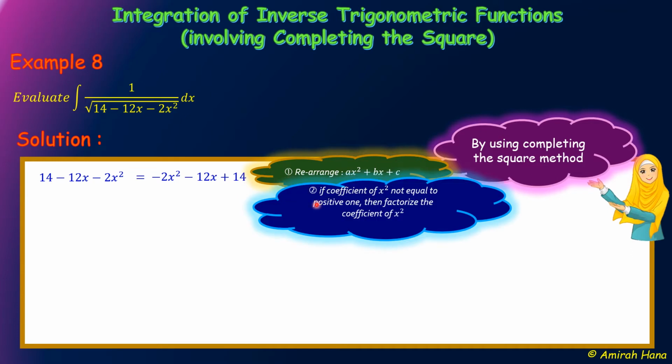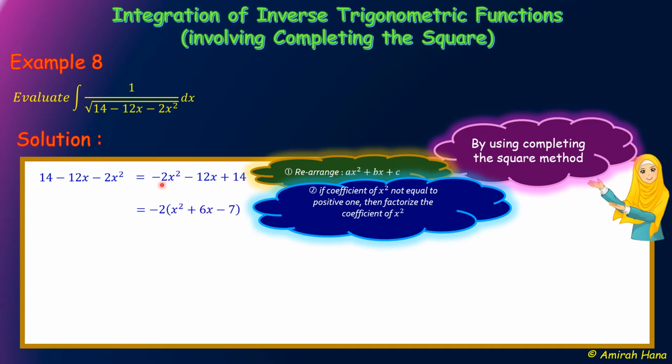And then step 2, if the coefficient of x squared does not equal positive 1, then we need to factorize the coefficient of x squared. Now, the coefficient of x squared here is negative 2, and negative 2 is not equal to positive 1. So we need to factorize the coefficient of x squared, which is negative 2, to make the coefficient of x squared equal to positive 1.